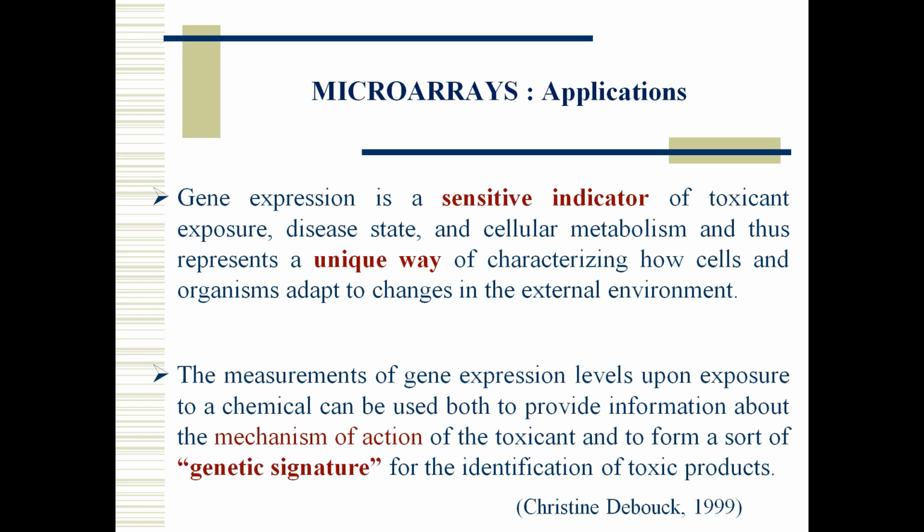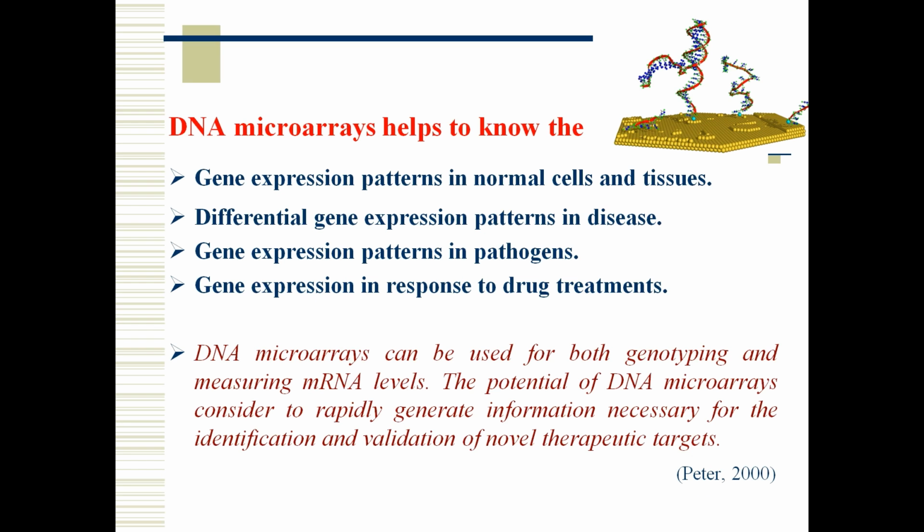The gene expression is a sensitive indicator of toxicant exposure, disease state and cellular metabolism, and thus represents a unique way of characterizing how cells and organisms adapt to changes in the external environment. The measurement of gene expression levels upon exposure to a chemical can be used both to provide information about the mechanism of action of a toxicant and to form a sort of genetic signature for the identification of toxic principles.